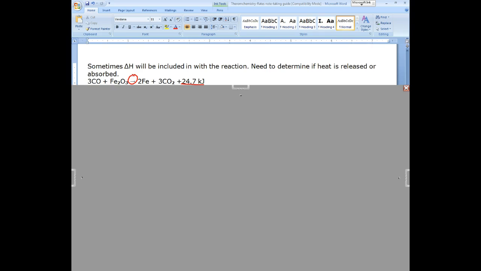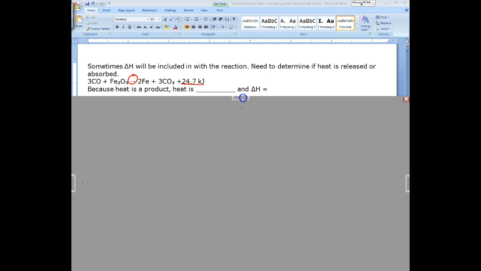So the way we can read this reaction is we've got some carbon monoxide, iron 3 oxide. Those two are going to mix together to produce iron, carbon dioxide, and that much heat. So in this reaction, where heat is a product, heat is going to be released.